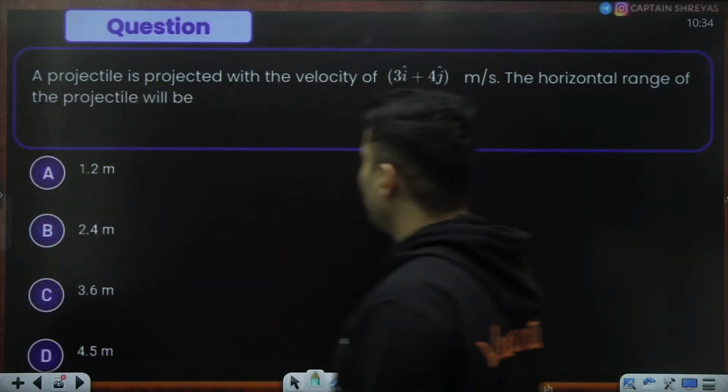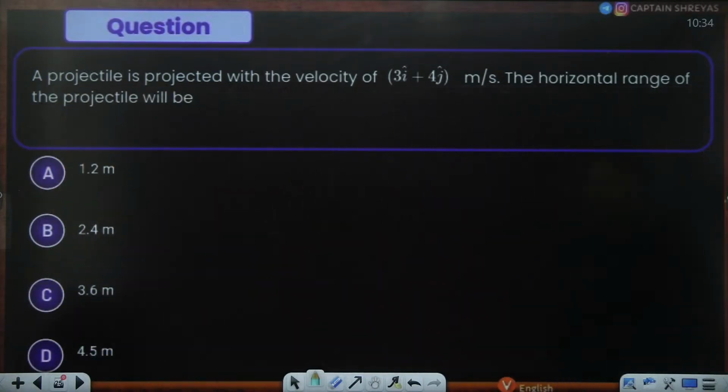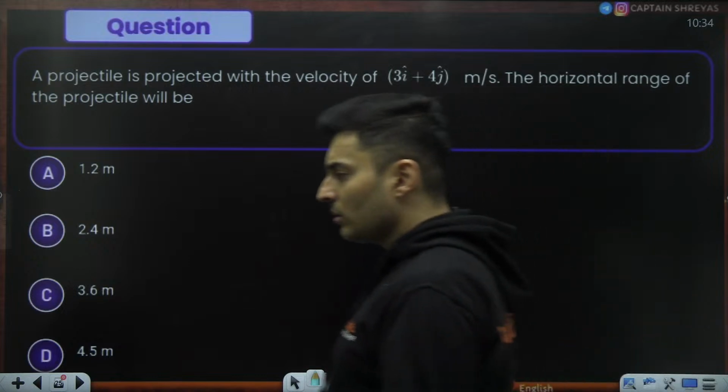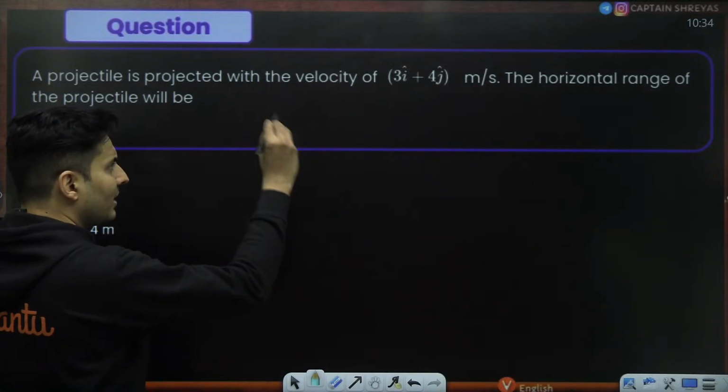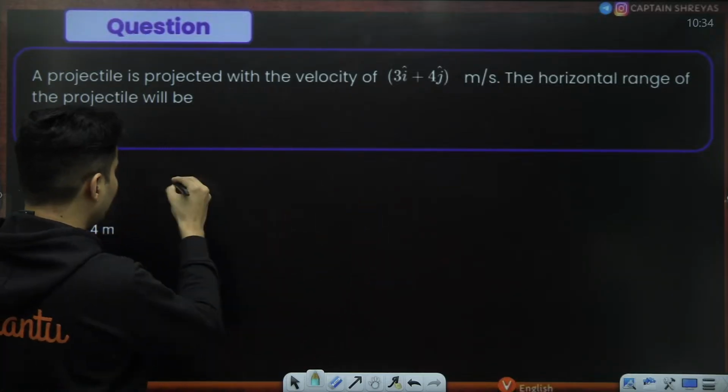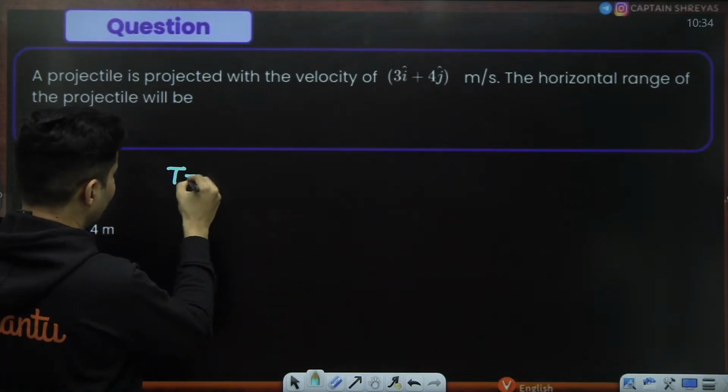The projectile is thrown with some speed. The horizontal range of the projectile will be. Now, this particular question, my dear students, because the vertical speed and horizontal speed are separately given, what you can do is just find out the total time of flight first.